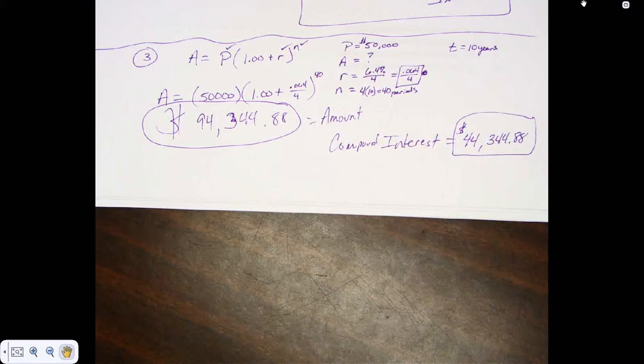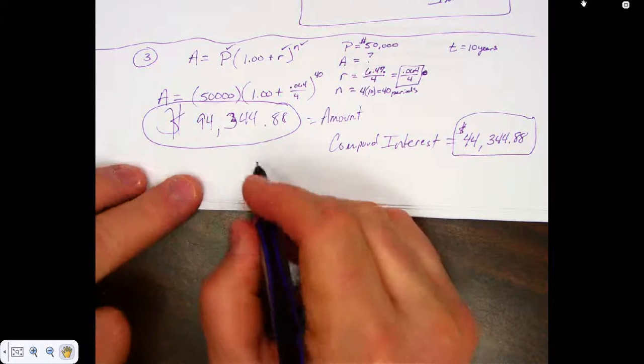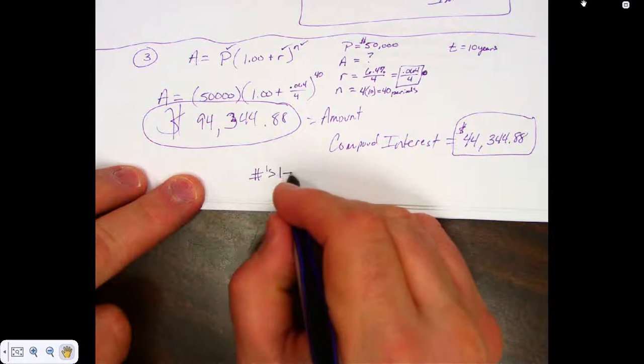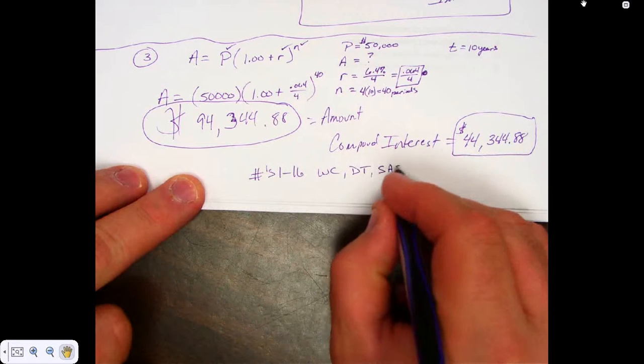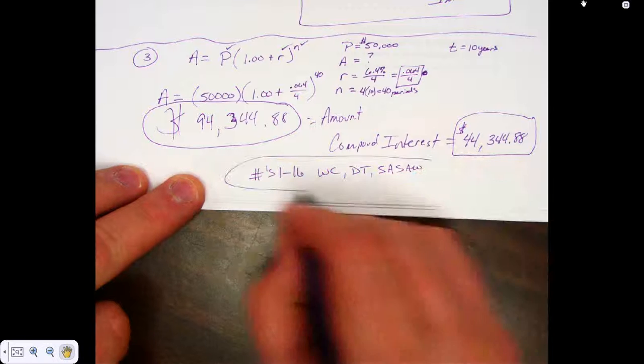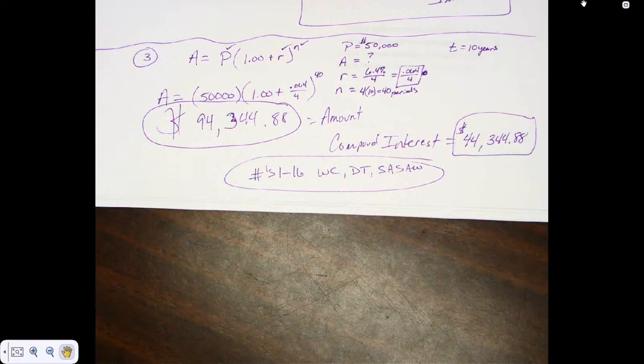We're going to do numbers 1 through 16. Write conditions, draw tables, show all steps and work. Try to get your stuff finished up, put in the grade book.